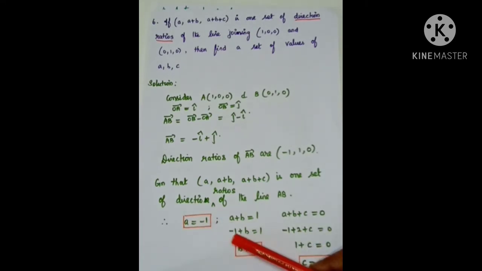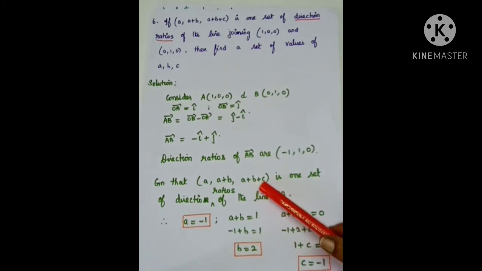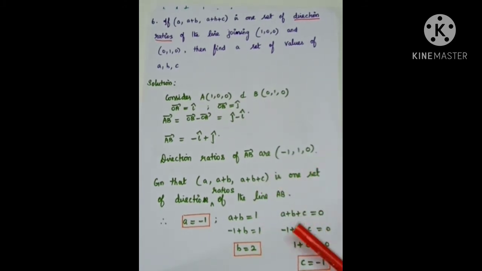If you substitute minus 1 in the place of a, b is equal to 1 plus 1, that is 2. Okay, next term, a plus b plus c is equal to 0 means minus 1 plus 2 is 1, and when you bring it to the other side, it is minus 1. So one set of values of a, b, c are minus 1, 2, minus 1.